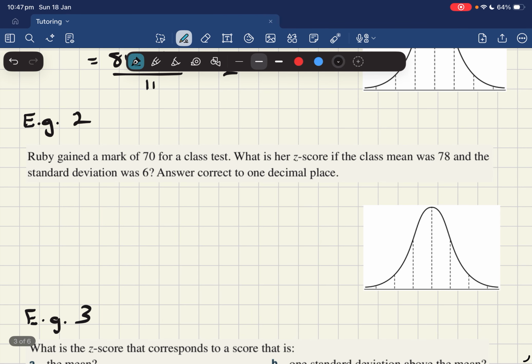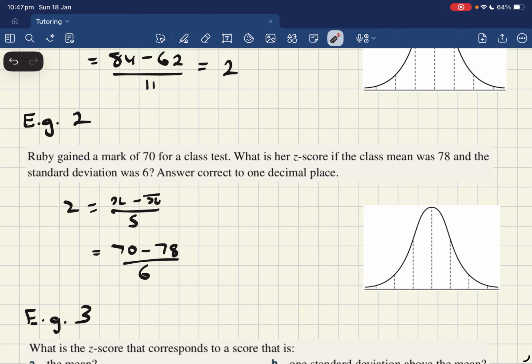Now in example 2, it's saying Ruby gained a mark of 70 for a class test. What is her z-score if the class mean was 78 and the standard deviation was 6? Answer correct to 1 decimal place. So we're going to write in our z-score formula once again. So that's going to be mark of 70, so 70 minus 78, over 6. Now, already looking at this, you're subtracting a bigger number from a smaller number. You're going to expect a negative answer, which checks out, right? Her mark is below the average.